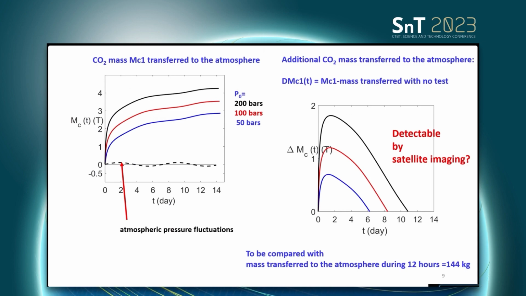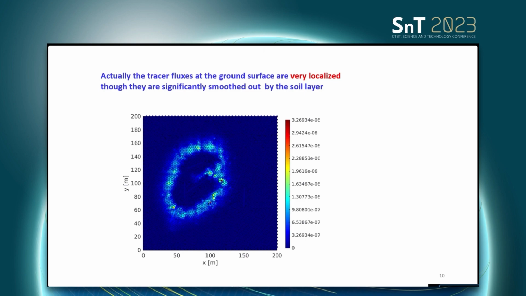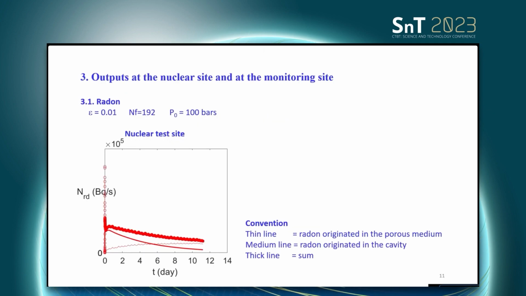That's another question. I want to show you that the flux of CO2 at the surface is not uniform because the fractures stop 10 meters below the surface, but you can still see the influence of these fractures on the outputs, though it's smoothed out by the soil layer. So now we are going to see two examples of outputs at the nuclear site and at the monitoring site.